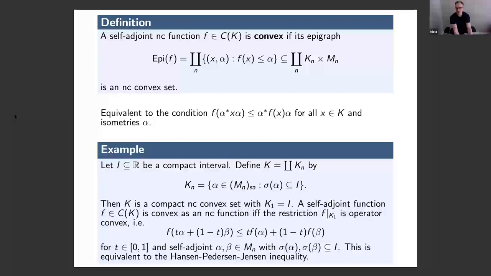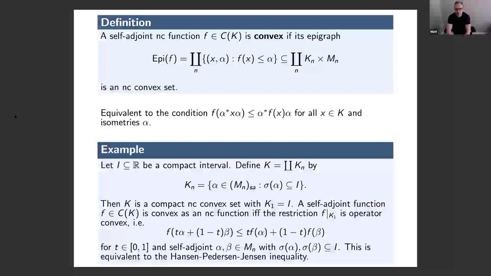So on the first level, I just have an ordinary function on this interval. If that restriction is operator convex in the classical sense, which means that it's convex when I plug in matrices instead of scalars, that's equivalent to being convex in our sense. So in this very special case of an NC convex set coming from an interval, and I should mention this is in fact the unique NC convex set with the property that the first level is equal to an interval, this characterizes what the NC convex functions are.